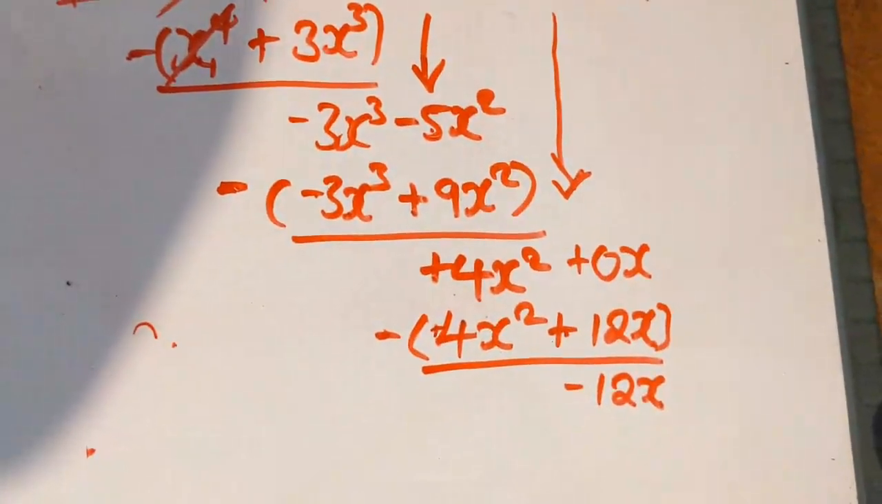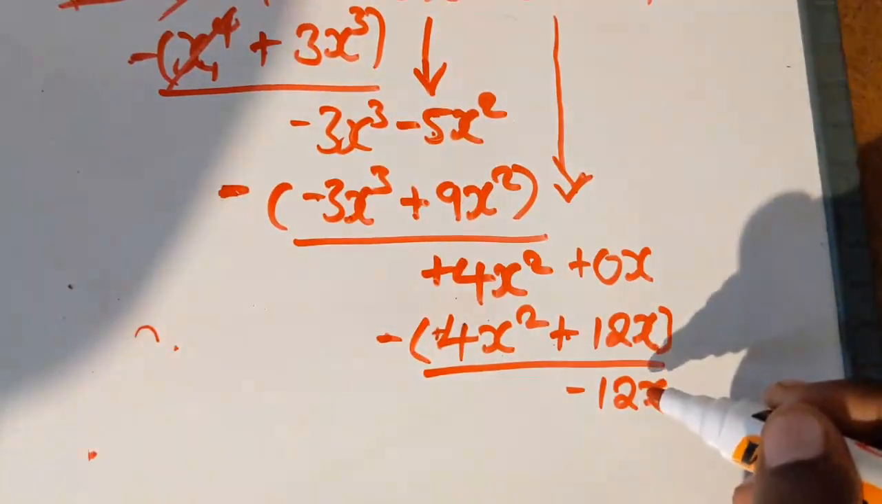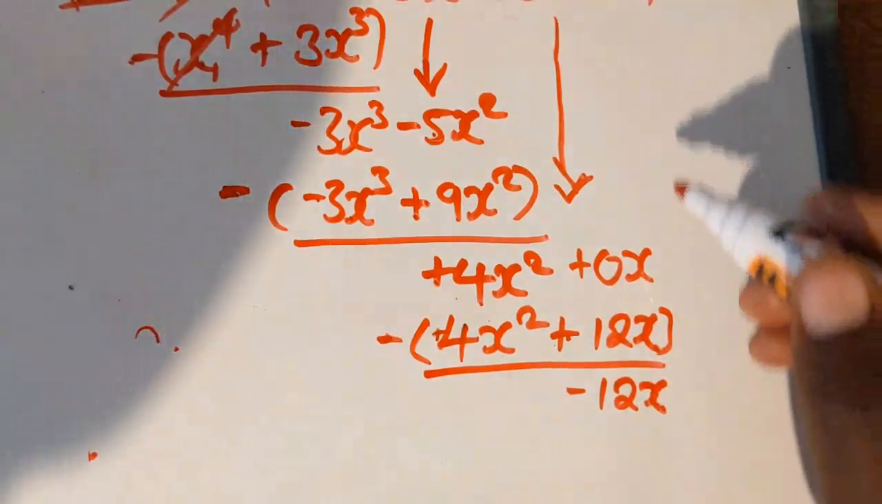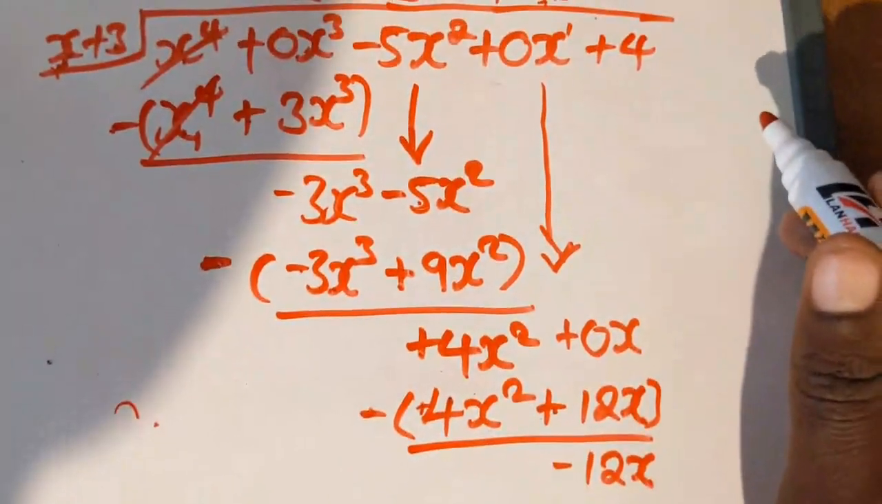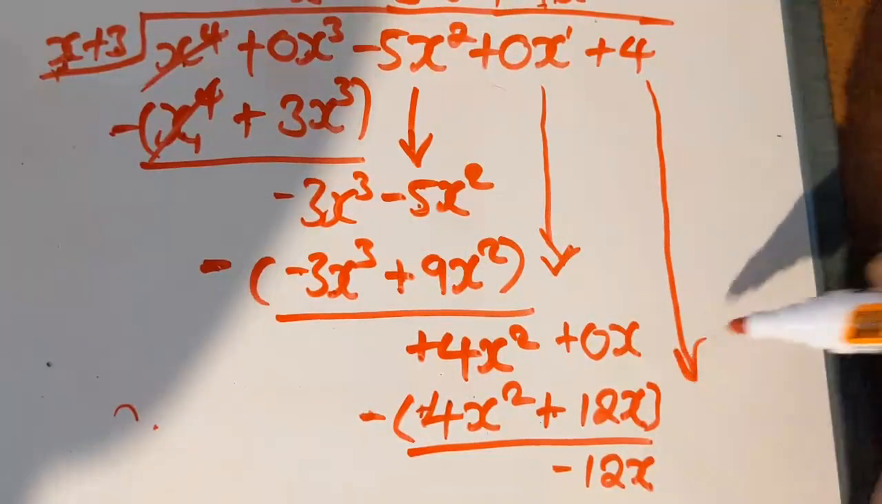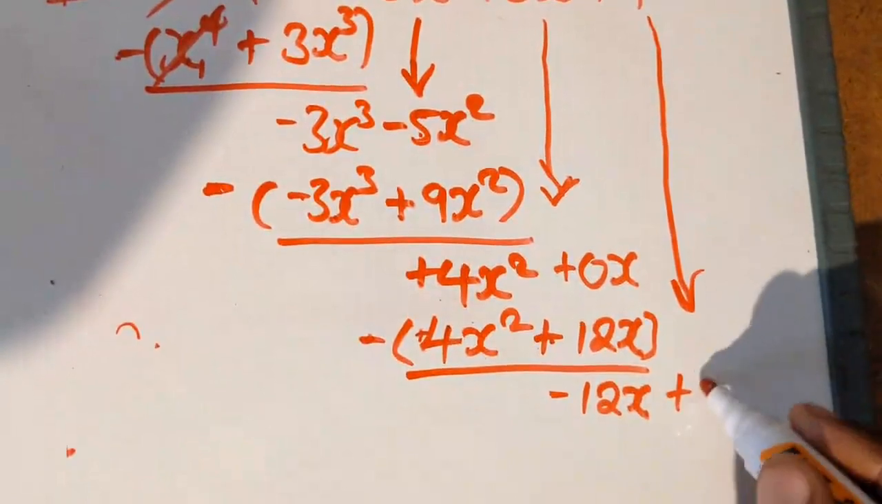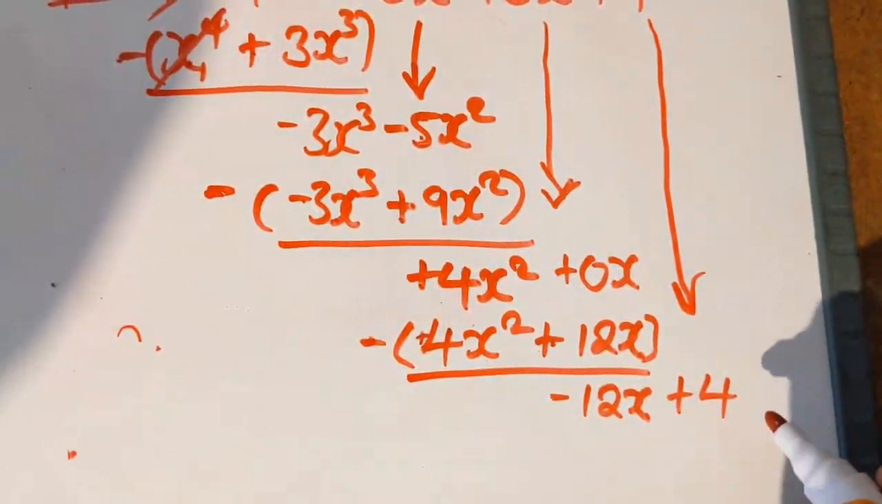Negative 12x there. Then, since we have one variable here, we need to bring down the 4. There is 4 here. So we need to bring down the 4. So that is positive 4. That means that it's going to be like this, positive 4. Okay.